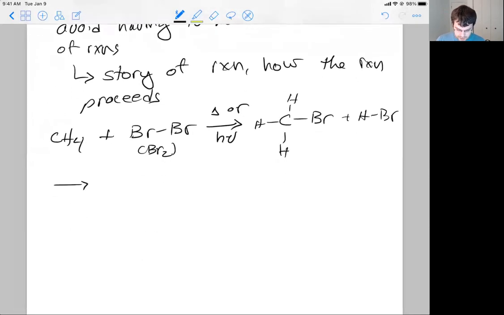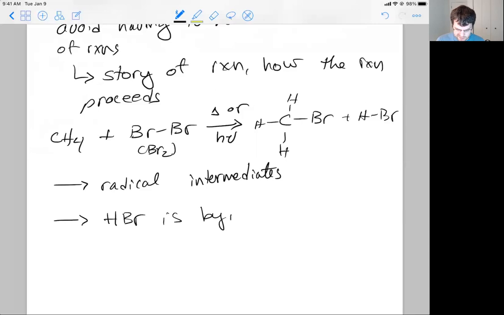What we know about this is radicals are involved. That is to say free radicals, these things with an odd number of valence electrons or just a single unpaired valence electron, as intermediates. So we have radical intermediates, and HBr is a byproduct. What I mean by byproduct is we're typically interested in making the carbon-containing products like CH3Br. We could make HBr by some different way. So this isn't a very practical way of making HBr.